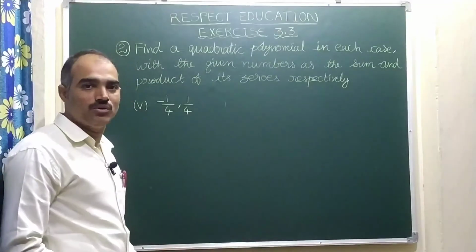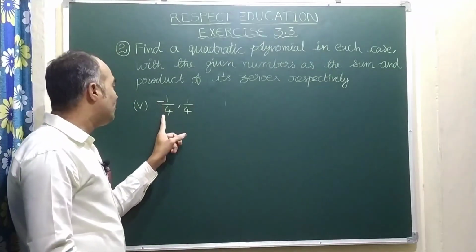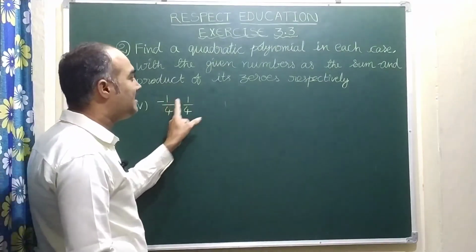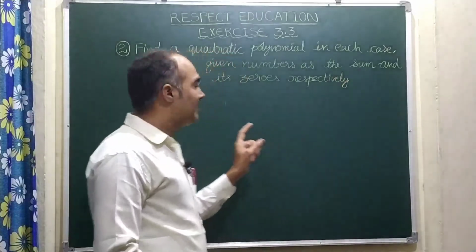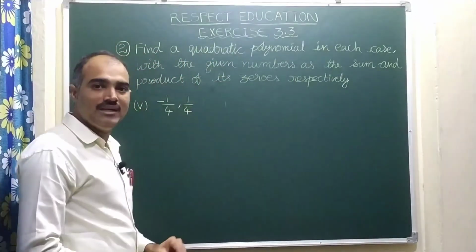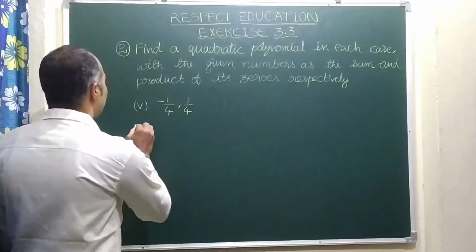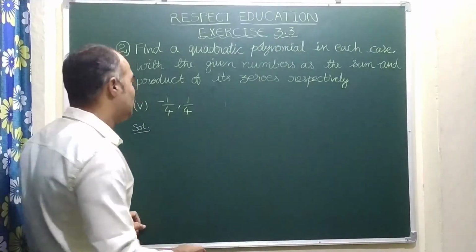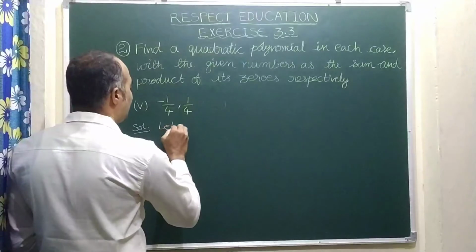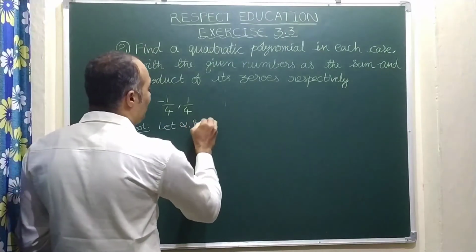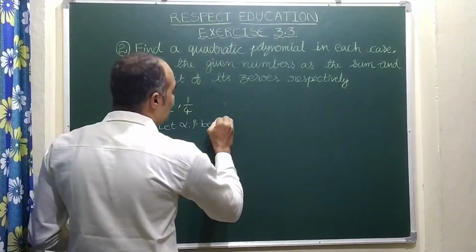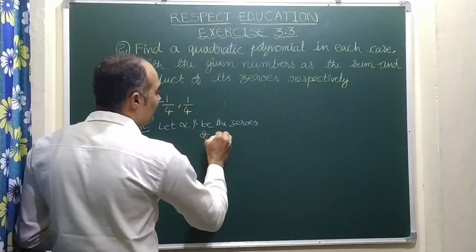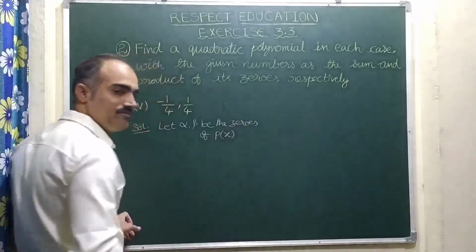Fifth bit we are going to do minus 1 by 4 and 1 by 4. Here you can take this minus 1 by 4 as the sum of the zeros and this 1 by 4 as product of the zeros. So before starting the problem, let us take alpha and beta be the zeros. So let alpha comma beta be the zeros of the required polynomial, that is p of x.